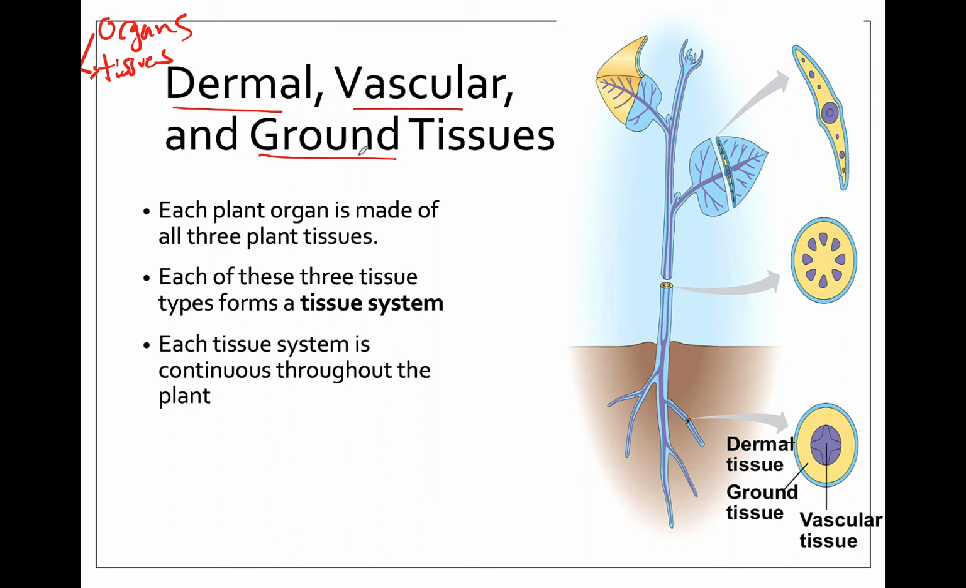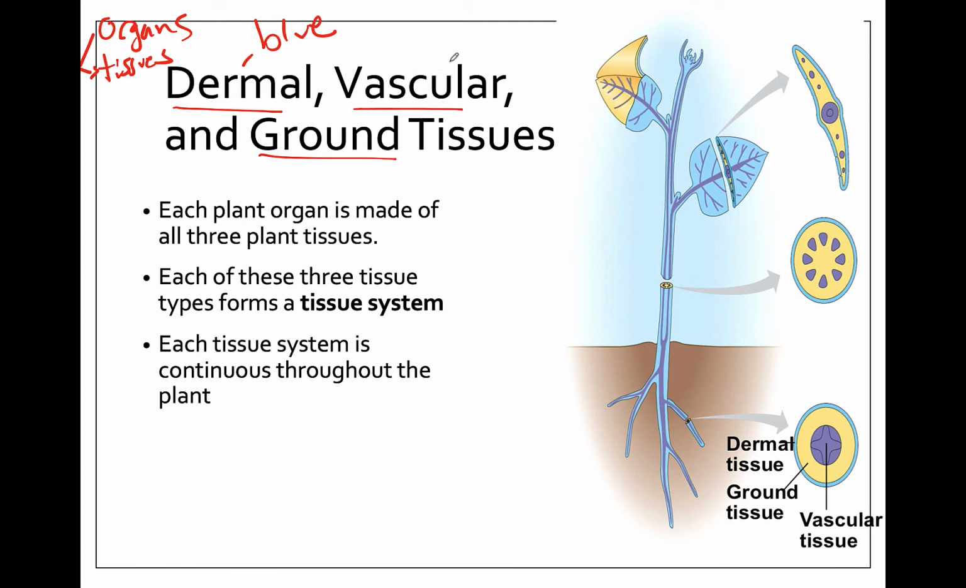Dermal tissue is kind of like the covering. So dermal tissue is typically going to be covering the entire outside of the plant. If you look in this picture over here, the dermal tissue is blue. So you can see that every single organ is made up of all three of these tissues, right? We've got the roots, the stems, and the leaves, and they're all made up of all three. And you can see that the outside of the plant is all blue because it's covered in the dermis.